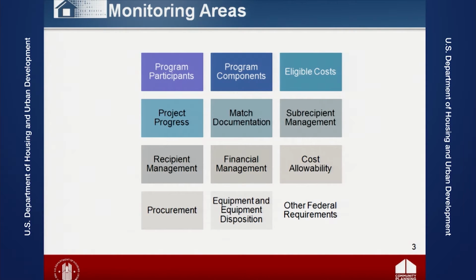Areas that should be addressed as part of monitoring include program participants' eligibility, program components, eligible costs, project progress, meeting the match and maintaining appropriate documentation of match, subrecipient management and recipient management, financial management, cost allowability, procurement standards, equipment and equipment disposition, and other federal requirements.